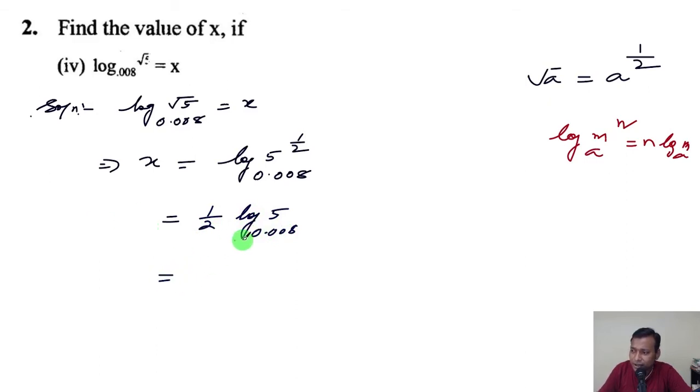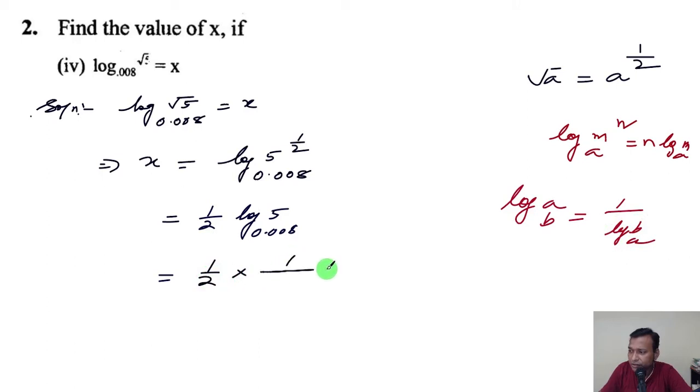Now, here the base is in decimal form. So if it is in decimal form, always we change the base. We will use the formula log a to the base b equal to 1 upon log b to the base a. So half into 1 upon log.